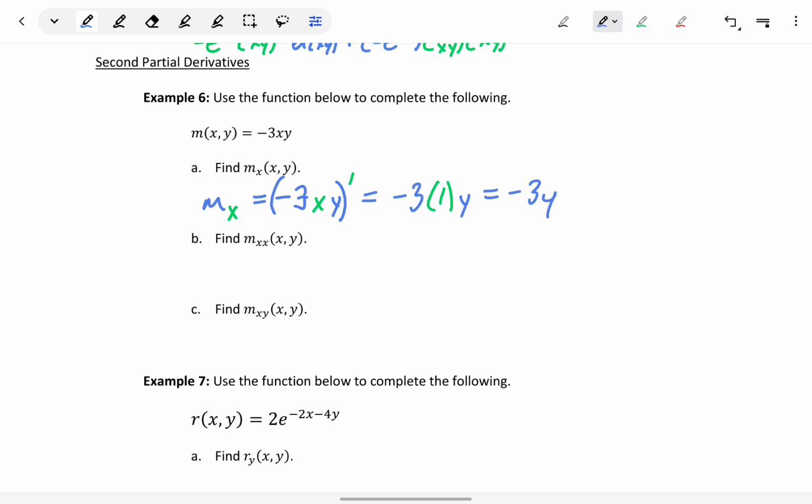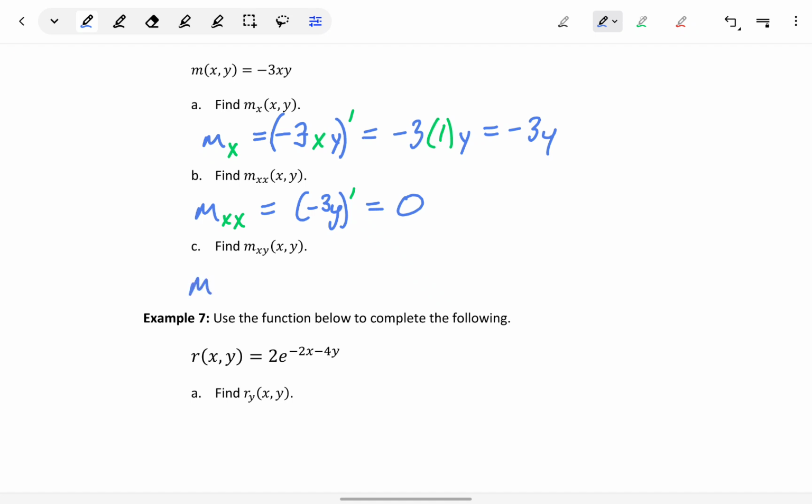In part B, we want to find m sub xx, which means we want to start with the first derivative with respect to x, that result that we just found, and now take the derivative again with respect to x. So we'll be taking the derivative of negative 3y with respect to x. Since there is no x factor in that term, we treat it all as a constant, so that derivative just becomes 0.